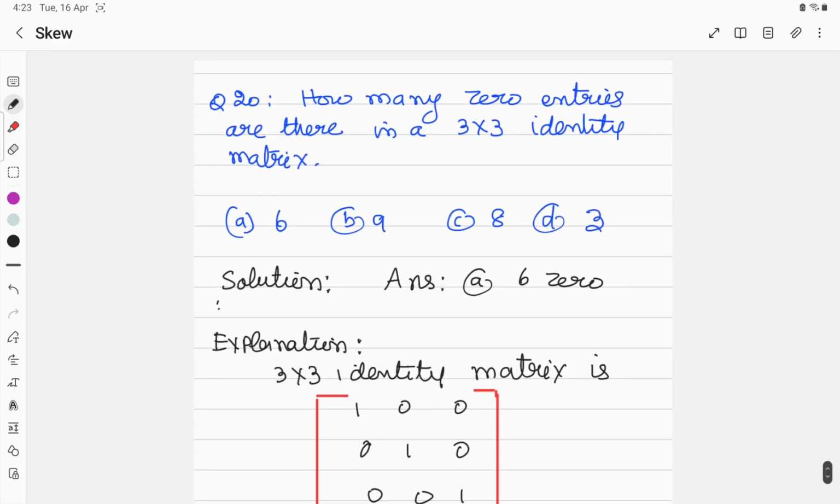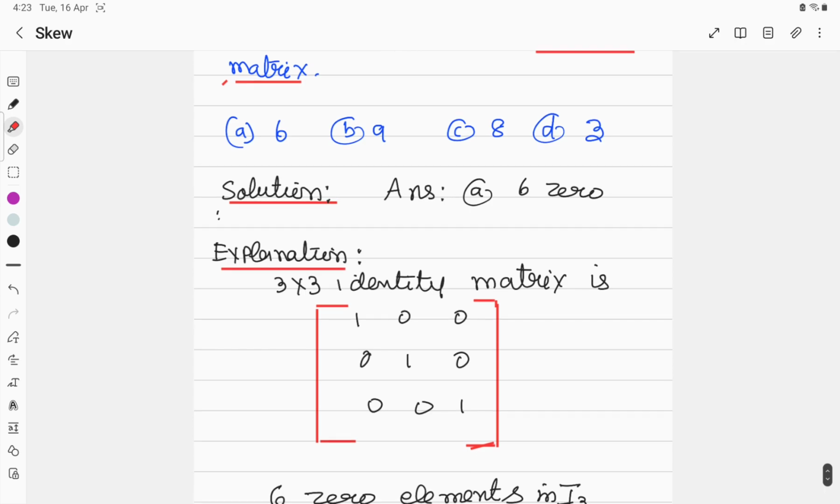Question number 20. How many 0 entries are there in a 3 into 3 identity matrix? A is equal to 6, B is equal to 9, C is equal to 8, D is equal to 3. Solution: answer A, 6 zeros. See, there are 6 zero entries.